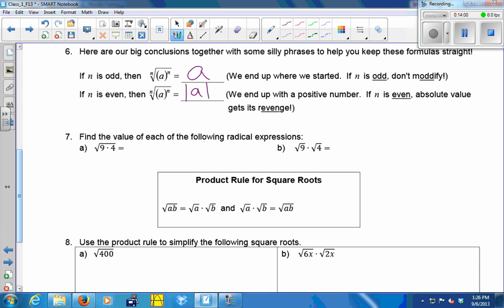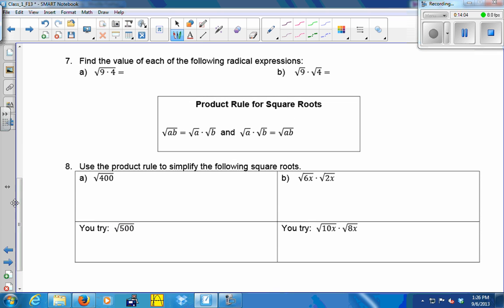Okay. So we want to find the value of each of these radicals. The square root of 9 times 4. So in this case, the square root is over the whole thing, so I'm going to do the multiplication first. So what is 9 times 4? 36. This is the square root of 36, which equals 6. And the square root of 9 times the square root of 4, this time they're separate, so I'm going to do square roots first. Square root of 9 is 3. Square root of 4 is 2. 3 times 2 is 6. Comes out the same. That is generally true.